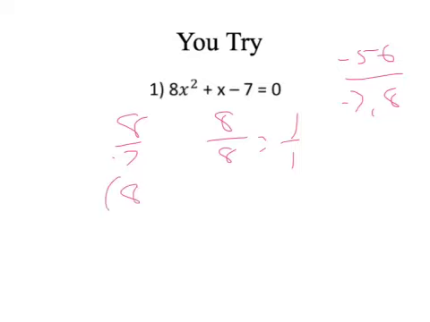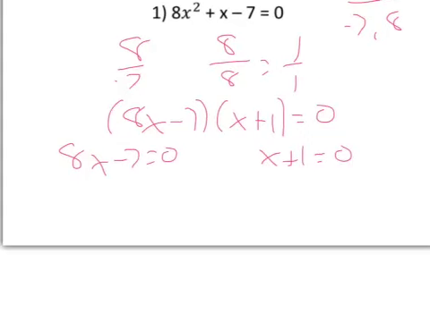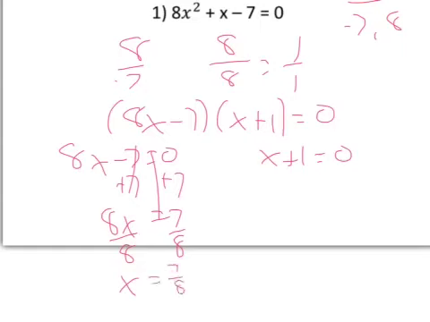Our binomials would be 8x minus 7 and x plus 1. Separate them and set them equal to 0. So 8x minus 7 equals 0, x plus 1 equals 0. And then to solve, once again we have a two-step equation. Move your constant first. The constant is the number by itself, so add 7 to both sides. Gives me 8x is equal to 7. Divide both sides by 8. X would equal 7 over 8.